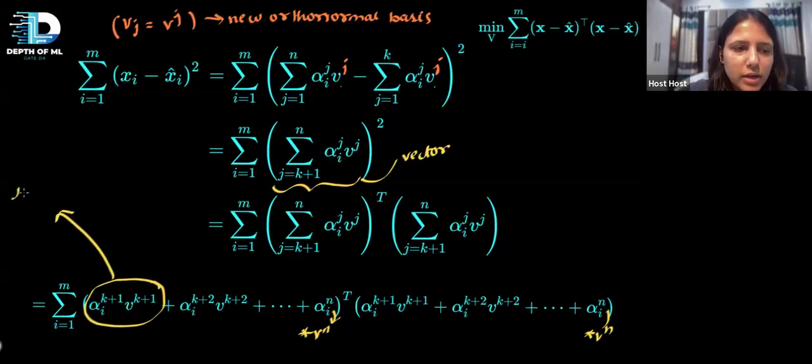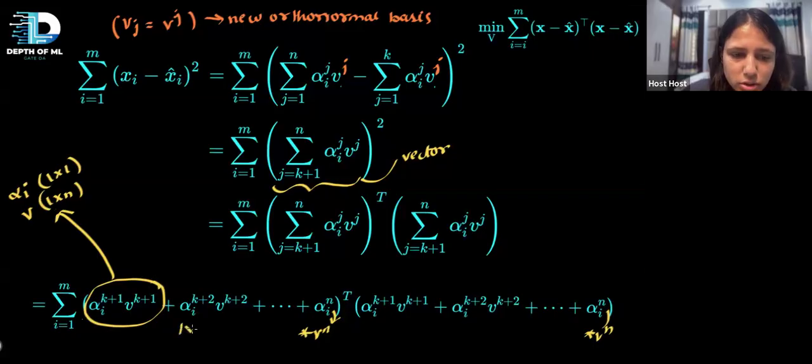So what is alpha i? Alpha i is a scalar or a vector? This is 1 cross 1. This is a scalar, right? It's a linear combination. What is the dimension of this? 1 cross n. So V is 1 cross n, right? So what is the dimension of this whole thing? This is 1 cross n.